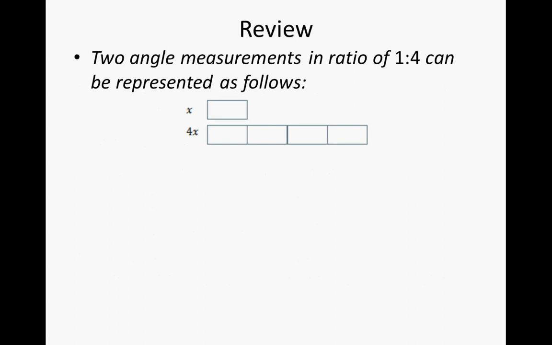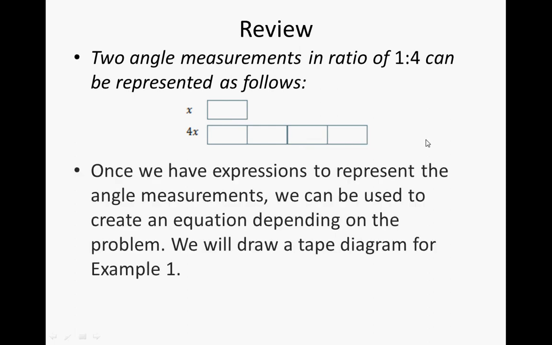Well, two angle measurements in a ratio of 1 to 4 can be represented as follows. If x is 1, then 4x would have to be 4 times x. Once we have expressions to represent the angle measurements, they can be used to create an equation depending on the problem. We will draw a tape diagram for example 1.